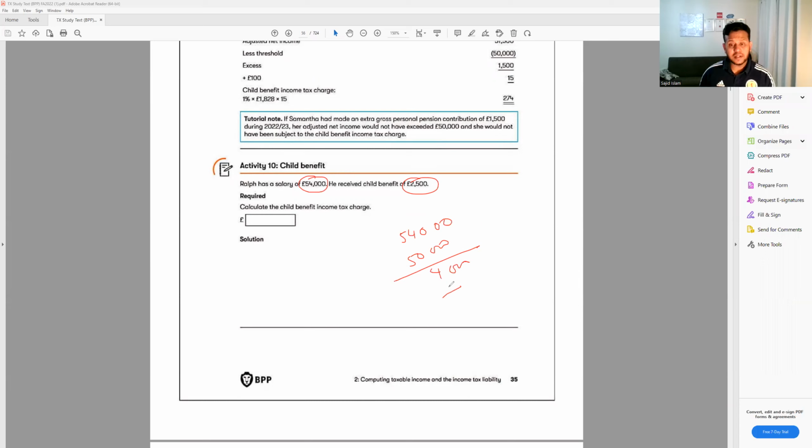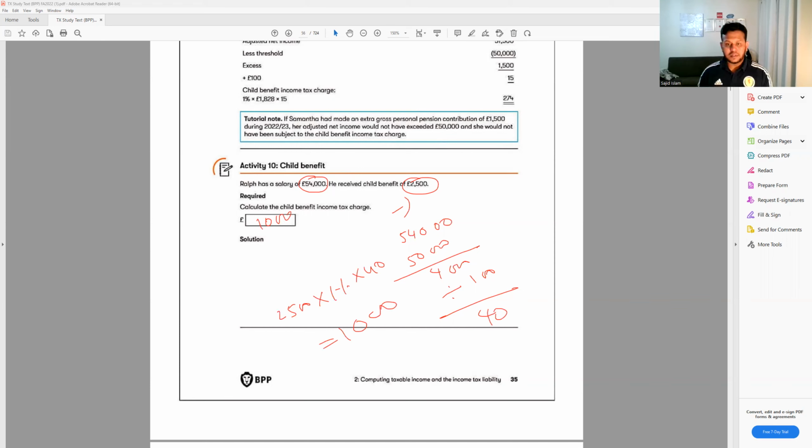We have to divide by 100 always to convert it. So 4,000 divided by 100, because we're looking for every 100, 1%. So now we do 2,500 child benefit, multiply by 1%, multiply by 40. So 2,500 times 1%, multiplied by 40, gives me 1,000. It's not difficult at all.